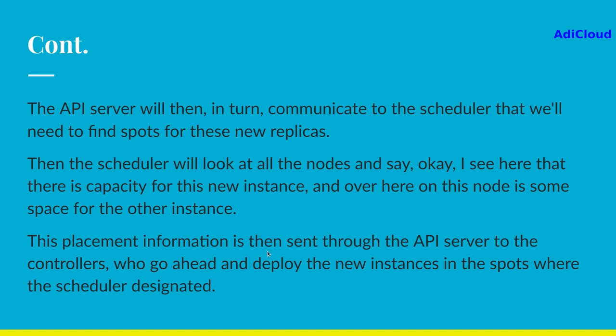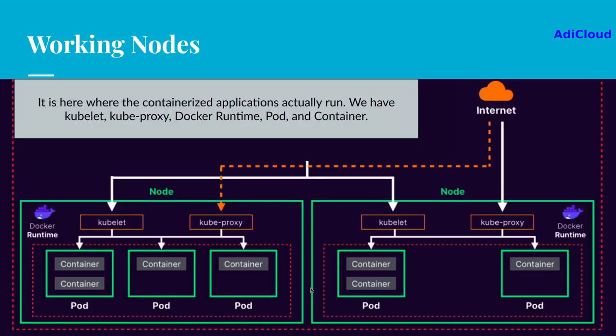The scheduler will send that information back to the controller through the API server, which is then responsible for making sure that your current state is equal to the desired state, and then it will go ahead and deploy these 2 new instances in the spots where the scheduler designated. So that was the workflow, how the control plane will look.